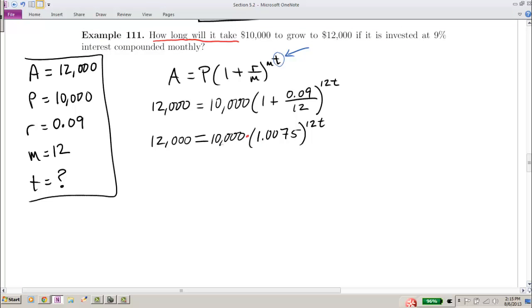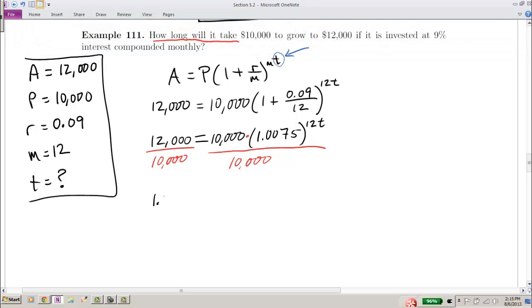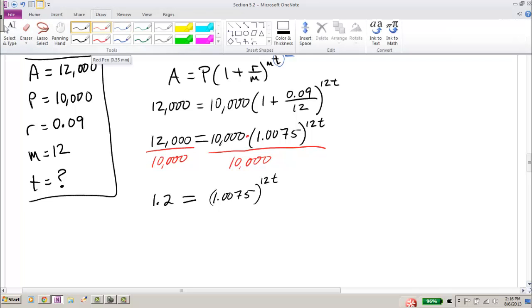So we're going to divide both sides by 10,000. On the left side, that ends up giving us 1.2. On the right side now, we have 1.0075 to the 12t. Now that I have this expressed as just a base, 1.0075, raised to this power, and no other factors or terms added on, we're ready to use logs to help us solve for t.